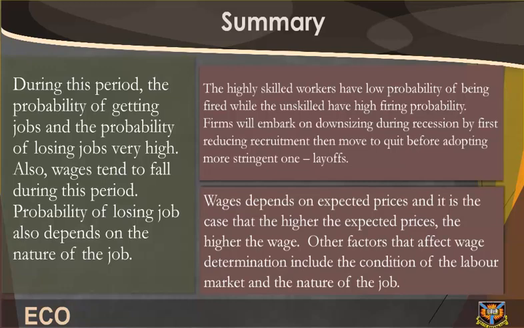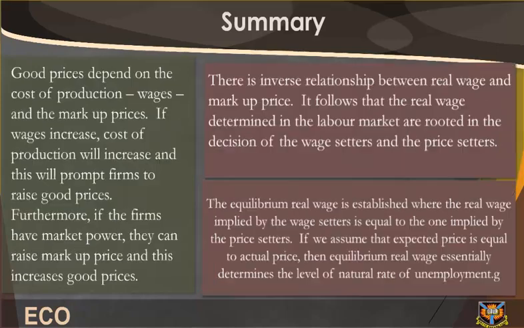Probability of losing a job also depends on the nature of the job. The highly skilled workers have low probability of being fired, while the unskilled have high firing probability. Firms will embark on downsizing during the recession by first reducing recruitment, then moving to quits before adopting more stringent layoffs. Wages depend on expected prices, and the higher the expected prices, the higher the wage. Other factors that affect wage determination include the condition of the labor market and the nature of the job. Good prices depend on the cost of production, wages, and the markup prices. If wages increase, cost of production will increase, and this will prompt firms to raise good prices.